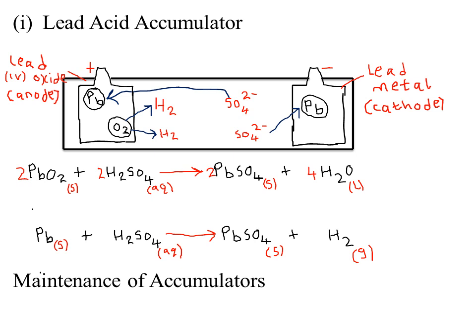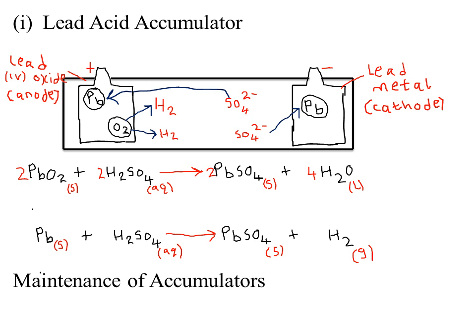Then second, the accumulator can be maintained by charging it when the EMF of the cell drops below 1.8 volts and when the relative density of the accumulator falls below 1.12. The third way of maintaining accumulators is that large currents should not be drawn from the battery for a long time. Why? Because this weakens the lead 4 oxide and the lead in the mesh framework, causing them to fall off and the plates even buckle off.